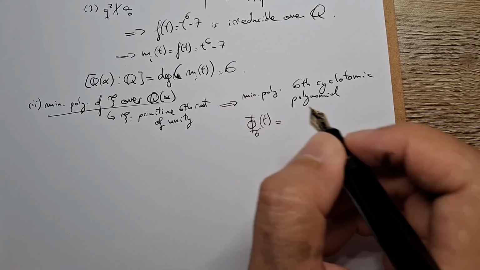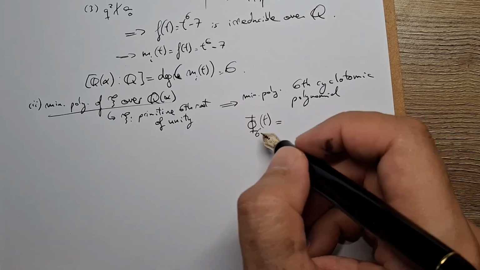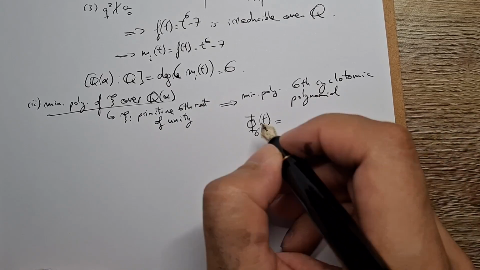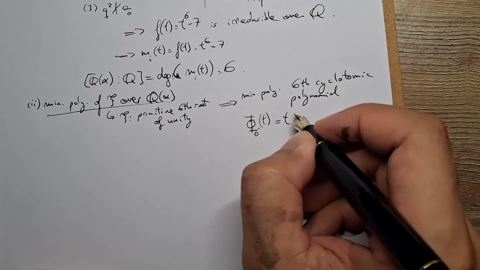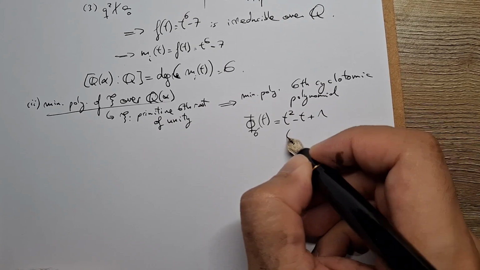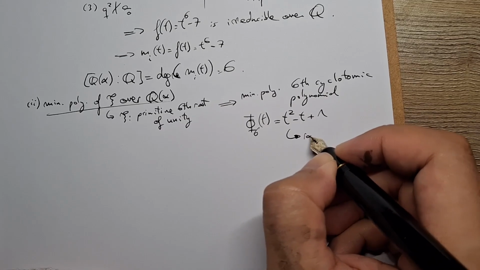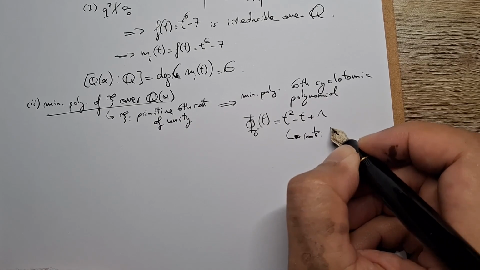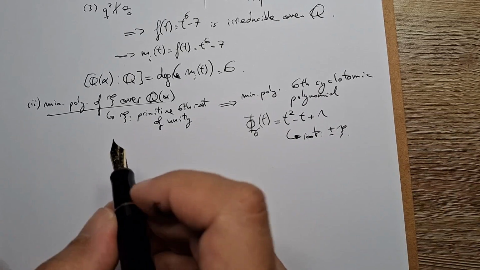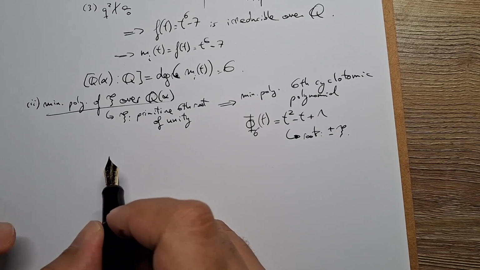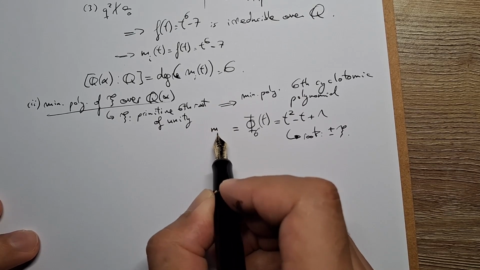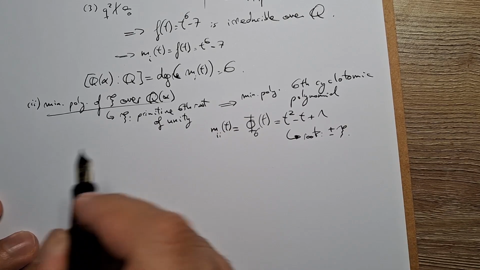Usually we use phi to denote these kind of cyclotomic polynomials. So the 6th cyclotomic polynomial has the shape of t to the power of 2 minus t plus 1. And it has as roots plus and minus theta. So we are going to say that this is our second minimal polynomial.